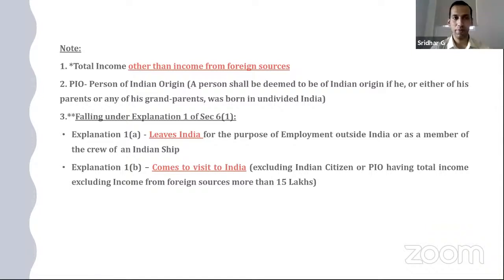So when I say Indian citizen, it means a person who is a citizen of India. And when I say person of Indian origin, it means a person who is of Indian origin if his parents or his grandparents were born in undivided India. Now Explanation 1 to Section 6 says that if any person leaves India for the purpose of employment outside India, or is a member of the crew of an Indian ship, then in that case you can be a resident in India only if your stay in India is exceeding 182 days in India.